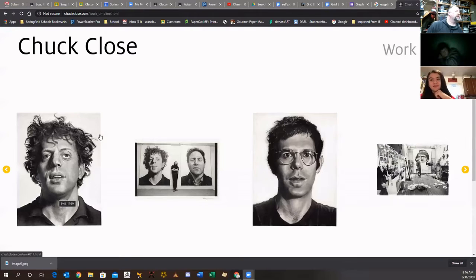So this one here shows his studio again. Double check, yep. So when you're looking at these, the titles for his work are simply who they are, Phil, Bob. This one has a date from 69 to 70. Chuck does not take a long time to do paintings. He is a machine when it comes to doing his artwork.